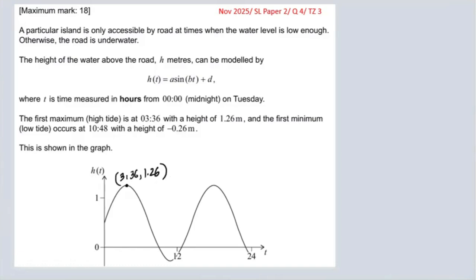I'm just writing it as a coordinate. Sometimes if you don't want to write it as a coordinate, you can just write the x value over here and the y value like this is 1.26. I've got the max of this wave. And the lowest point is also given. The first minimum low tide occurs at 10:48 with a height of minus 0.26. So this is 10:48 and minus 0.26. So now we'll see what the question asks you. Let's look at the parts.